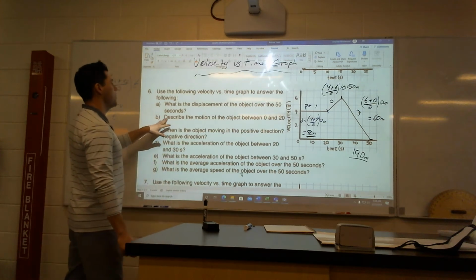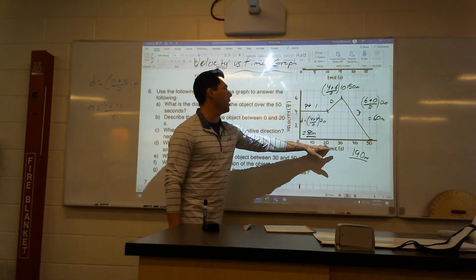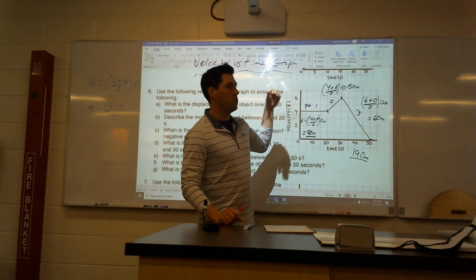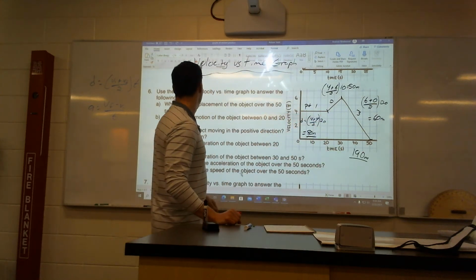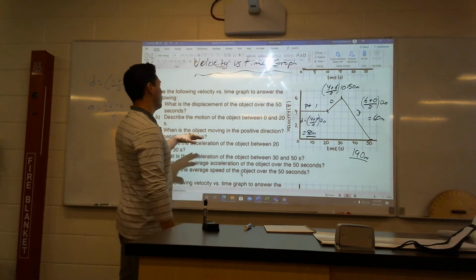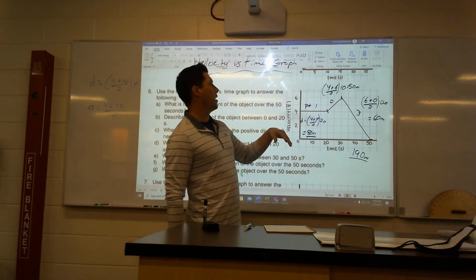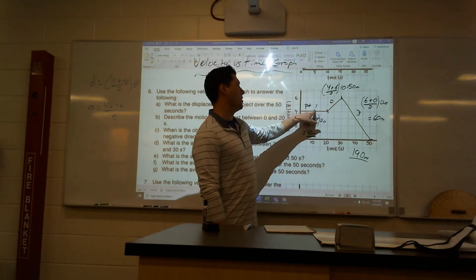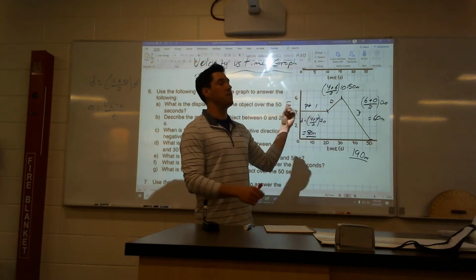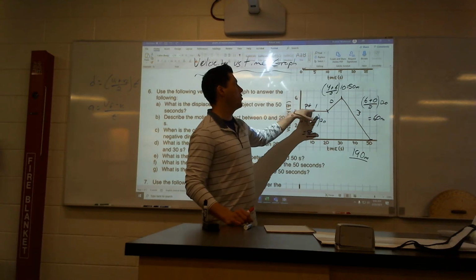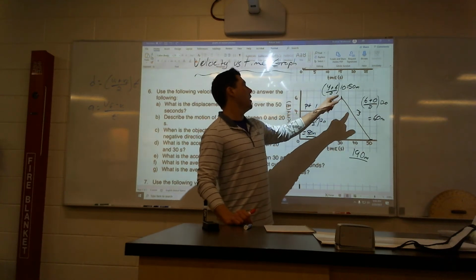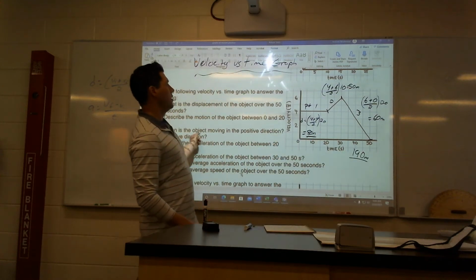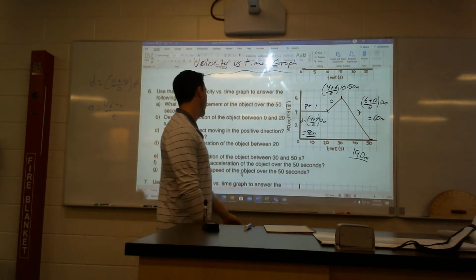So B, describe the motion of the object between 0 and 20. We have constant velocity. Okay? Our velocity is not changing, so it's constant. It's exactly the same when the object is moving in the positive direction. So when is it moving in the positive direction? Okay, we have here it's accelerating. It's technically still moving positively here. There's still motion. It's not like the distance where there's no motion here. Still positive motion. We have acceleration, and then we have deceleration. It's moving negatively here. So when is it moving negatively? It's moving negatively here. All right, slowing down.